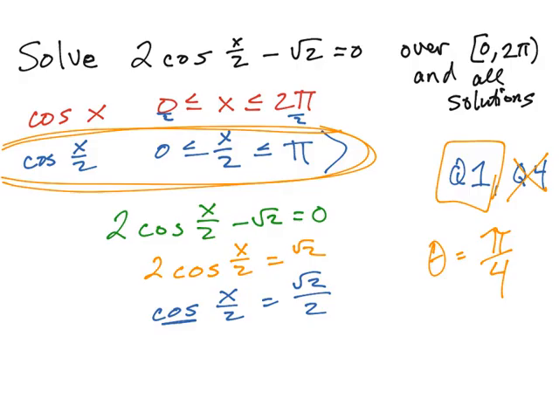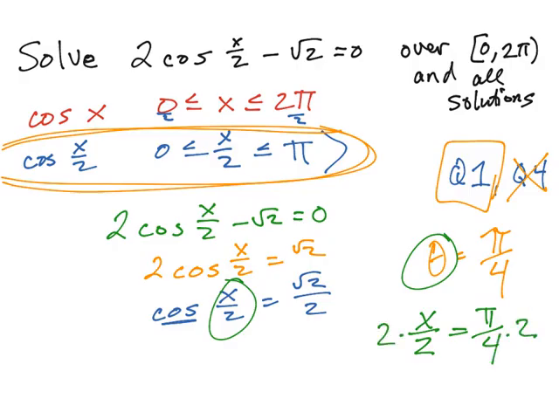But remember, we are not just playing with our angle, we are playing with a half angle. So x over 2 equals pi over 4. If I multiply both sides by 2, I end up with an angle of pi over 2. So x equals pi over 2 satisfies our equation on the interval from 0 to 2 pi, dealing with our half angle.